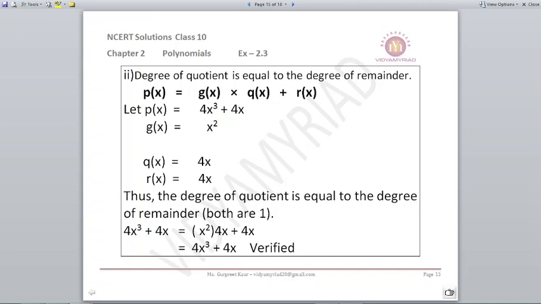Let us consider now the formula. Dividend is equal to divisor into quotient plus remainder. Here the dividend is 4x cube plus 4x, which is equal to x square, which is the divisor, multiplied by quotient, that is 4x, plus remainder, that is 4x. You get 4x cube plus 4x. So left hand side is equal to right hand side, and hence it is verified.